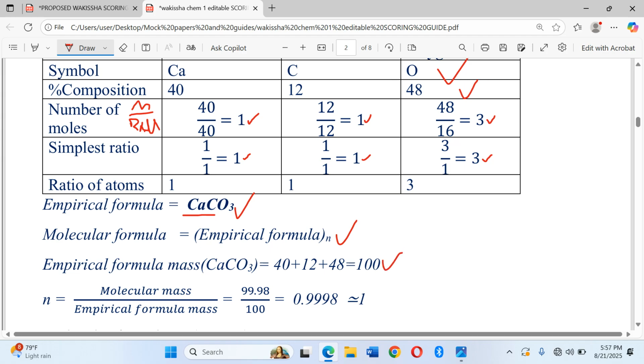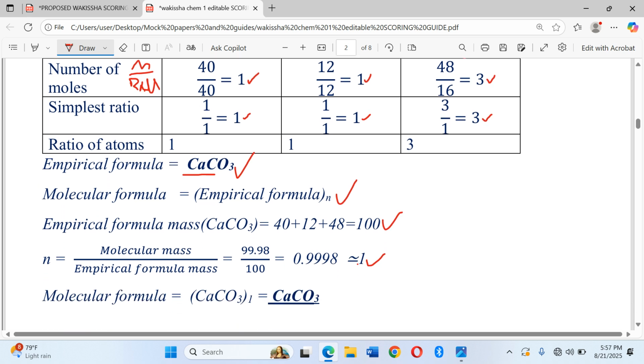Then molecular mass is given in the scenario. They gave us 99.98. So when you divide by 100, you are able to get 0.9998, which is approximately equal to 1. So after that, we can get our 1 and we substitute it here where there is n. And finally, we are able to get our molecular formula as that. So that is our substance. So these people were confused of which substance this is. And the substance Q, we have seen that it is actually calcium carbonate after determining its molecular formula.